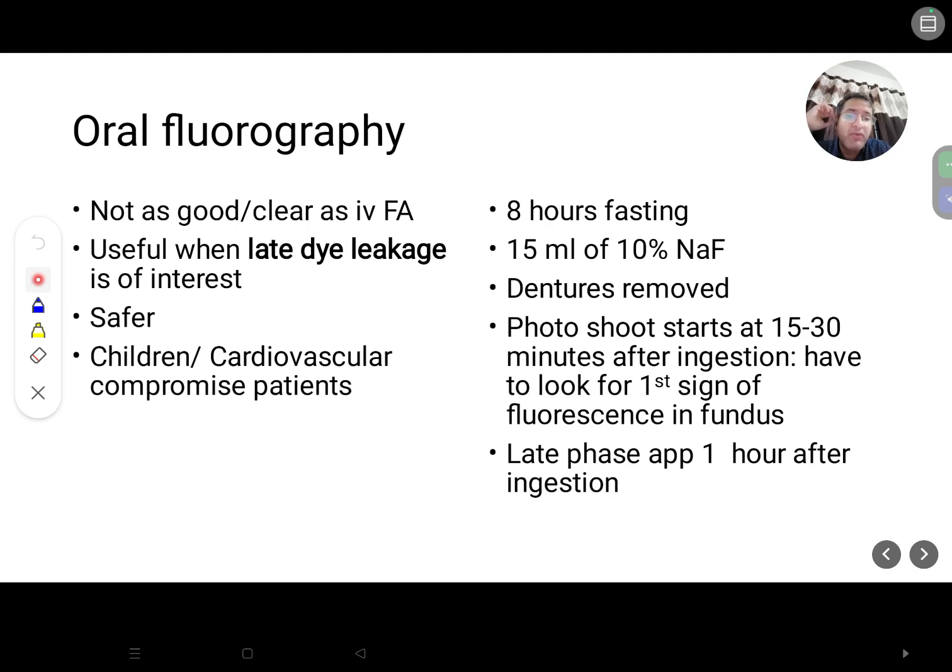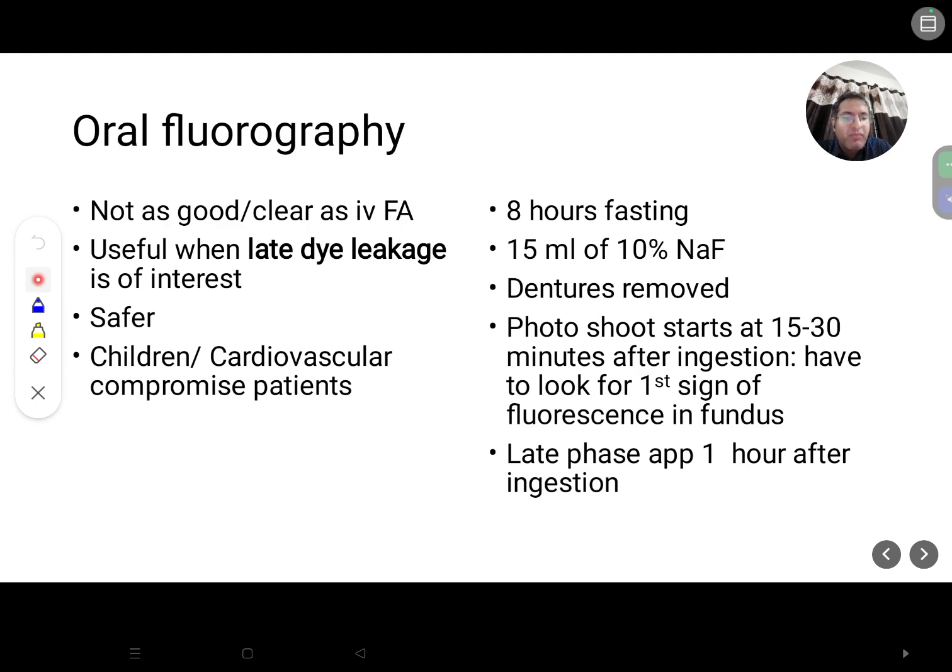Dentures have to be removed if the patient is using dentures. The photo shoot has to start at 15 to 20, 30 minutes after the ingestion. We have to look for the first sign of fluorescence in the fundus. The thing is, we are making the patient wait more with the chin rested on the camera, and we are looking for the first sign of the fluorescence. We are taking so many photographs, and once that fluorescence comes into the retina, we have to take the photographs.